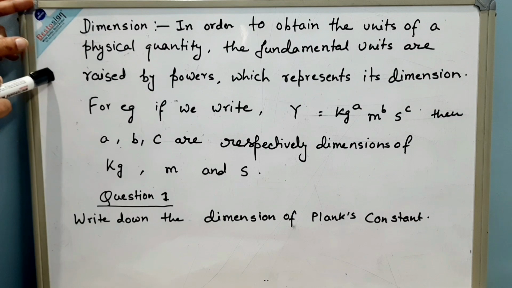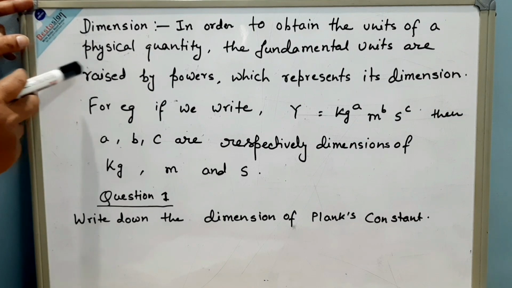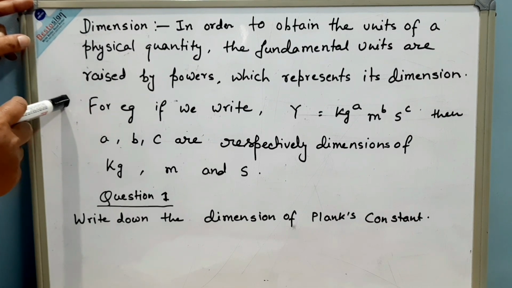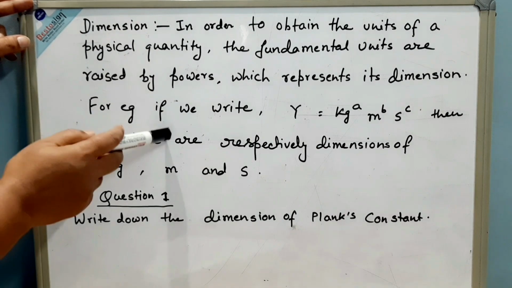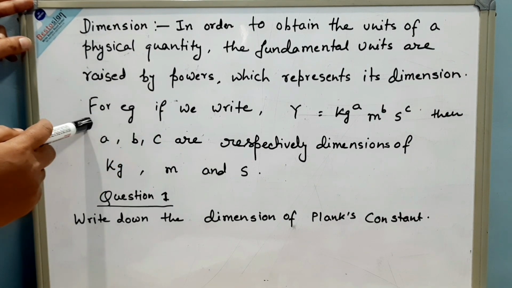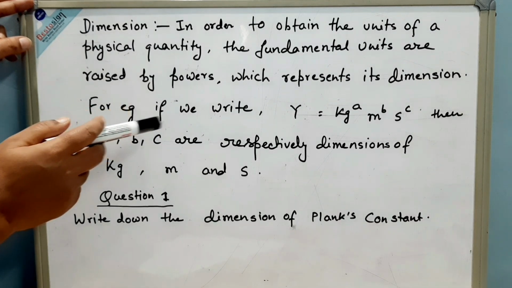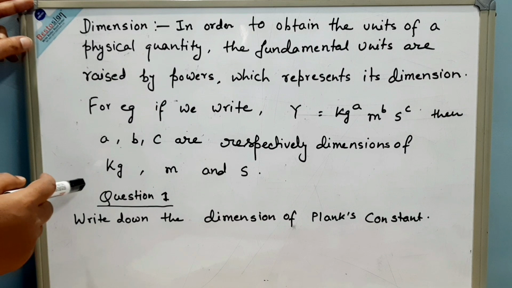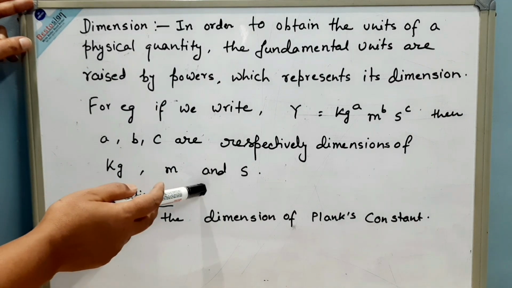Next is dimension. In order to obtain the units of physical quantity, the fundamental units are raised by powers, which represent its dimension. For example, if we write y is equal to kg raised to a, meter raised to b and second raised to c, then a, b, c are respectively dimensions of kg, meter and second.